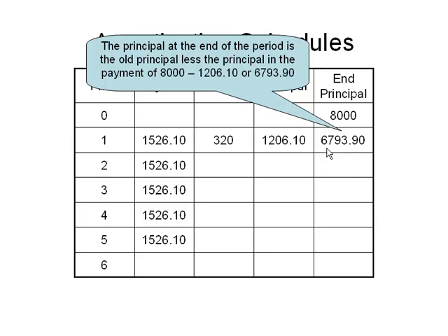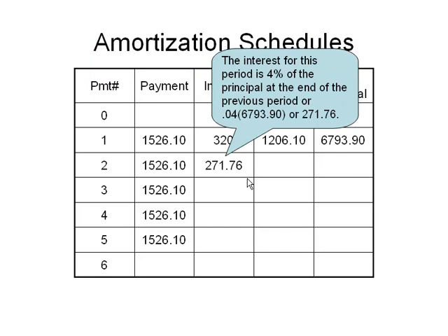Now that I've got that first line, I've filled in everything for the first payment. I'm going to go ahead and do exactly the same thing for the second payment, but I'll have to change my numbers because instead of owing $8,000 like I did before, now I only owe $6,793.90. So now I'll go down and I'll compute the interest for the second payment. So I'm going to take 4% of my $6,793.90, and that's $271.76. So that's the interest on that payment.